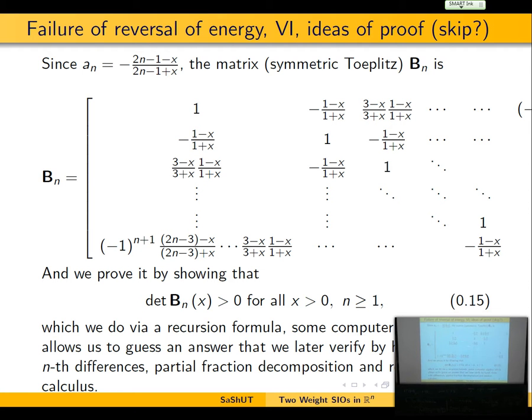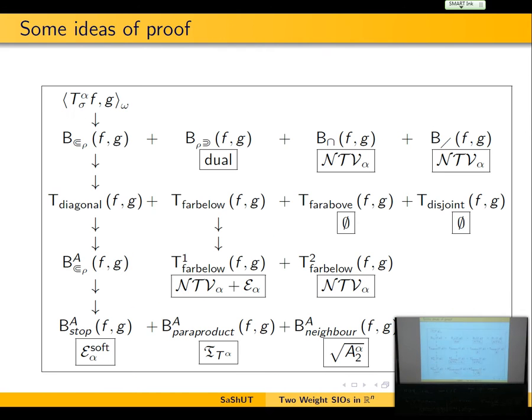So, well, it overflows, but it's symmetric. So then you can guess what the last column is. No? And we proved that the determinant of this is positive via a certain recursion formula and some computer algebra and, well, partial fraction decomposition, residue calculus. So it works. So life is hard, I guess, because you cannot have this energy reversal.